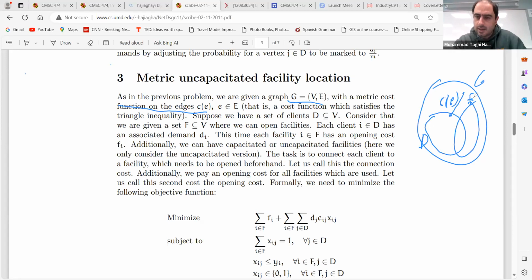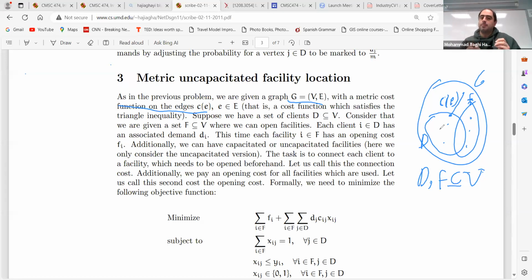D and F are subsets of V, but in particular they can overlap. D is a set of essentially demands, clients that have demands, and F is the set of potential places in this metric where you can open a facility. You can think about the K-center problem or K-median problem that we mentioned, where you want to open K facilities, and then each person should go to the closest facility.